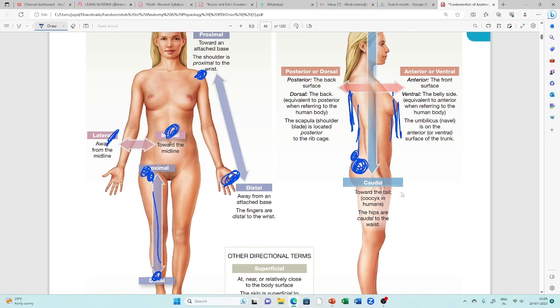One by one. This chapter is only for introduction, just to understand the positions and the terms. Later we will discuss one by one. If you are not understanding now, no problem. When you go through the units one by one, then you will understand. This is the caudal region.